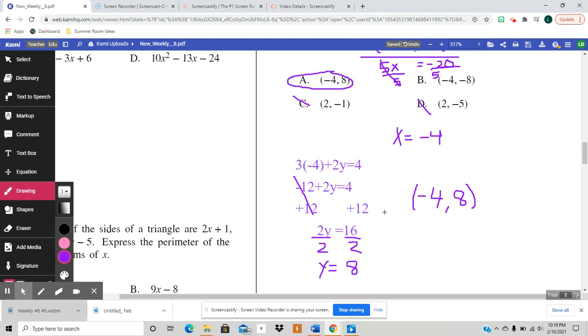But if you want to go back and watch the videos from the actual lessons themselves, it was Unit 4. So number 8 was substitution, and number 9 was elimination. All right, let me know if you have any questions.